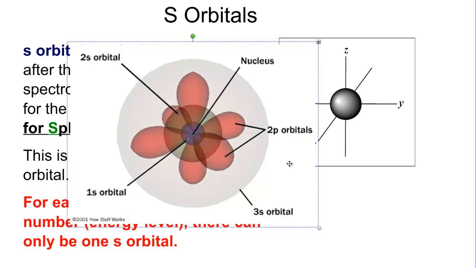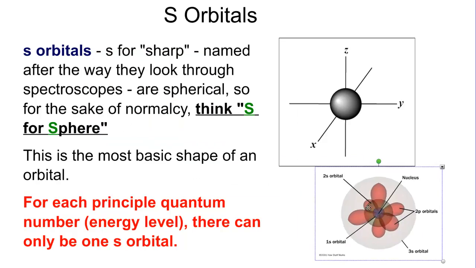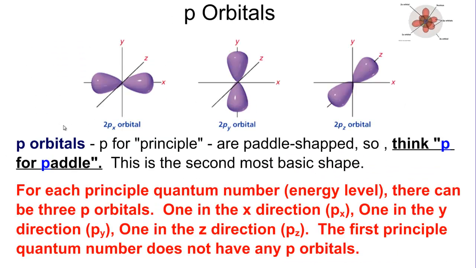All right. Next, we're going to talk about this p orbital. Okay. So p orbitals are a little bit more complex. P stands for principal in the scientific community, but I like to think of P for paddle because they're shaped like a paddle for like a kayak or something. All right. These look like paddles for a kayak. And for each principal quantum number, there can be 3 of them.